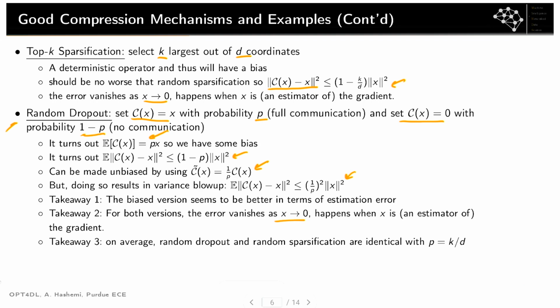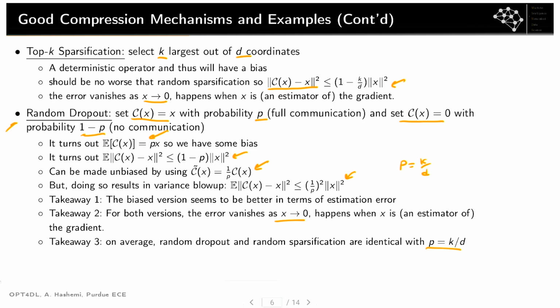It should also be clear that when you compare random dropout and random sparsification, if I specify P to be K over D, the two seem to be identical or equivalent on average. And that's indeed true. On average, these two are identical, but in practice they're not.